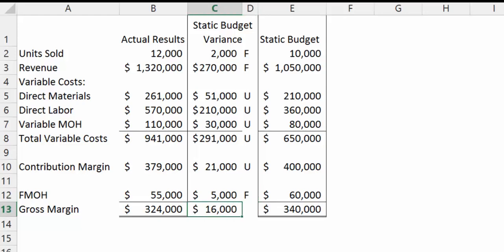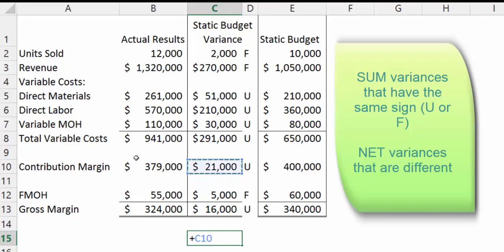Finally, my overall gross margin variance, or my overall static budget variance, is $16,000 unfavorable. Once again, I can get this number more than one way. I can take the static budget, which is higher, and subtract my actual results, giving me the $16,000. Or I could have taken the unfavorable contribution margin and netted that against the fixed manufacturing overhead. Again, one is unfavorable, one is favorable. They need to be netted instead of summed.